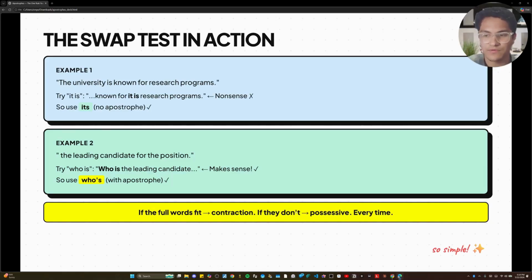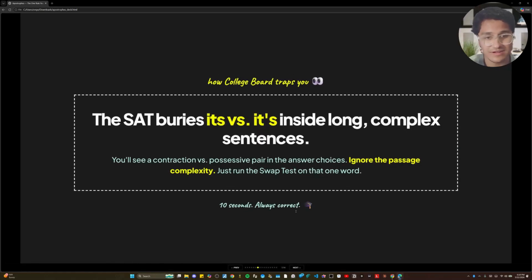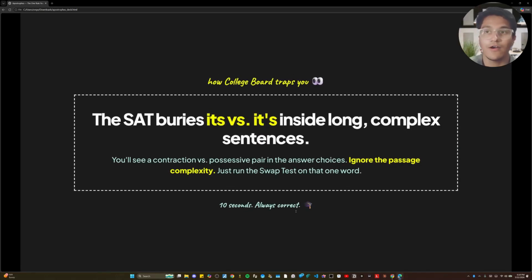Then the second example, who's the leading candidate for this position? This makes sense. So if the full words fit, you're showing contraction. If they don't, you're showing possession every single time. And College Board likes to trap you here by using long, complex sentences and paragraphs. So just look at the key part, the sentence before, the sentence after, and run it through this test.